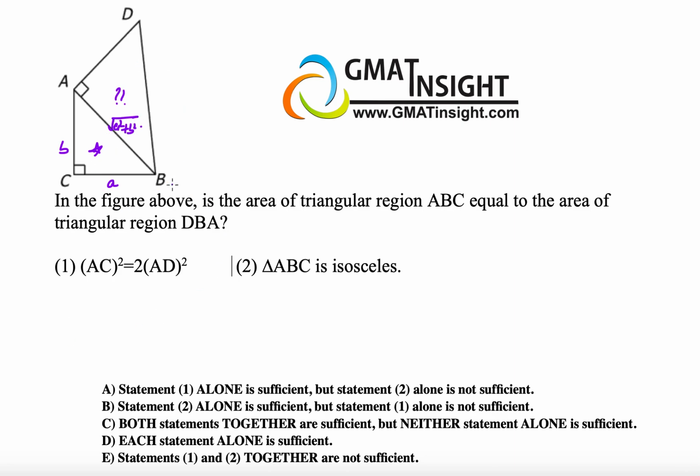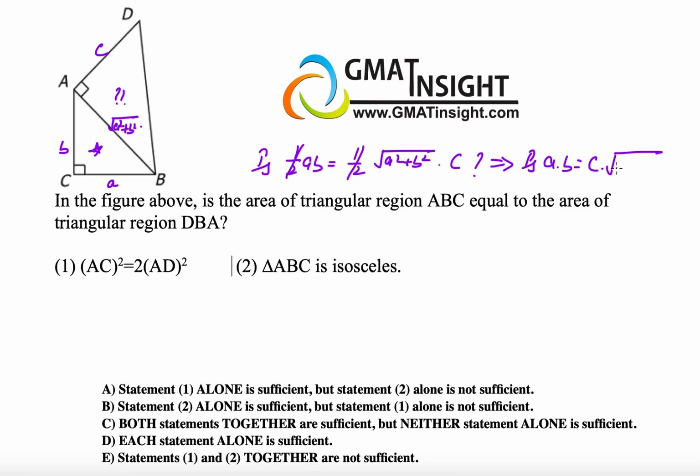So in terms of A square plus B square, and if we mark this side to be C, then the question is simply asking: is half of A into B equal to half of square root of A square plus B square times C? So half gets cancelled out. Now we need to simply answer: is A multiplied by B equal to C multiplied by square root of A square plus B square?